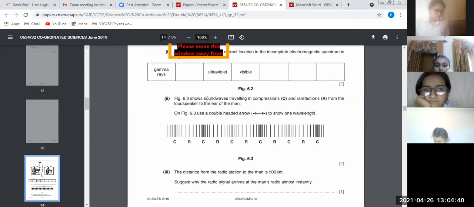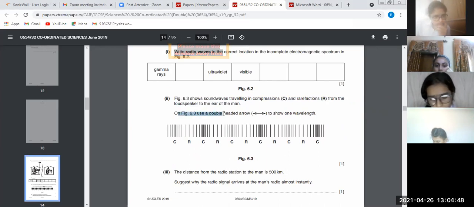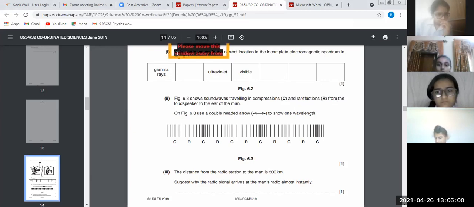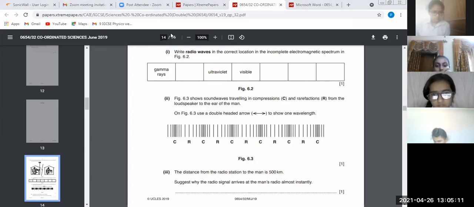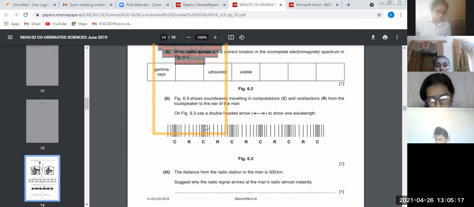Figure 6.3 shows the sound waves traveling in compression and rarefaction from the loudspeaker to the ear of the man. On figure 6.3, use the double-headed arrows to show one wavelength. Okay, you have to show one wavelength. One wavelength means what? Anji, probably in one wavelength, kindly draw it onto the screen. From where till where it is one wavelength?